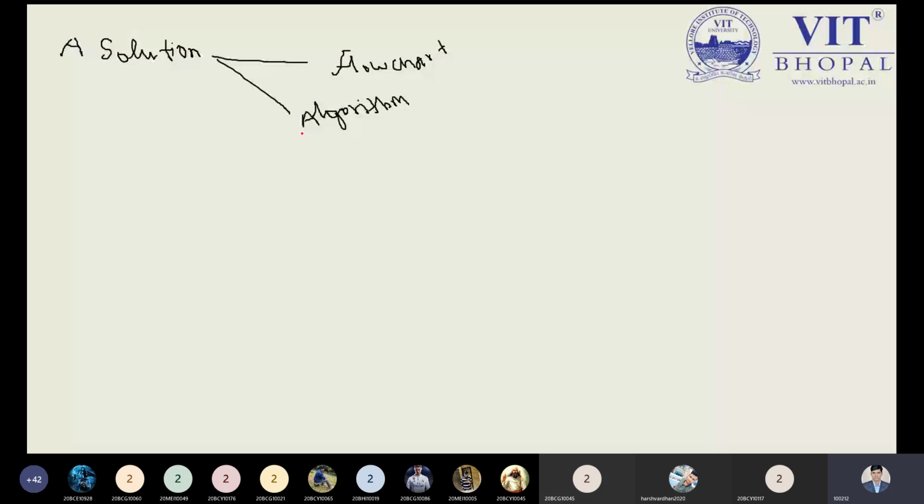Why? Because an algorithm is nothing but a step-by-step solution of the problem. So the problem we have is solved by our algorithm part. What was the problem? We can write the problem like a question: add three numbers. So this was our question, this was our problem.